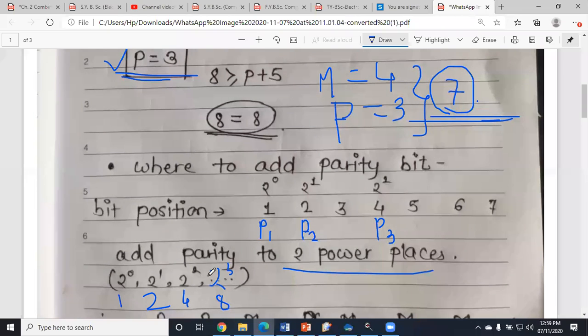Next, 2 raised to 3 is how much? 8. But we don't have 8 in the bit positions, right? So that is why we will go only till 2 raised to 2, that is 4. And here also we have only 3 parity bits: 1, 2, 3. We are done with this, right?